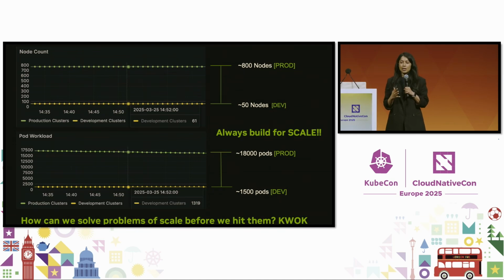So anytime we develop or implement something new, we test it against our dev clusters, of course. But we have to make sure that it can work at the scale of our production environments. So something that we have to keep in mind is to always build for scale. And this is something I'll keep referring back to.